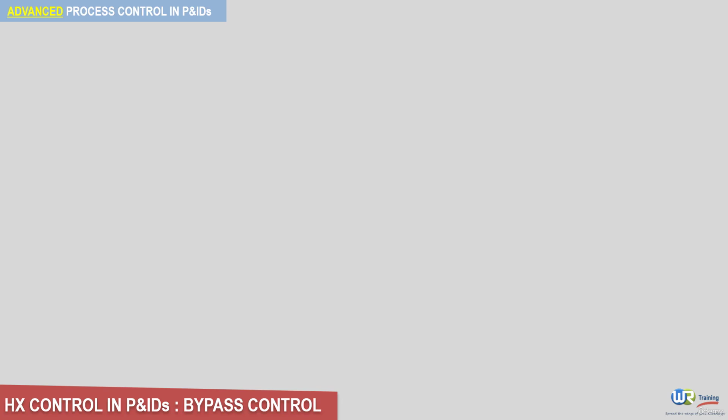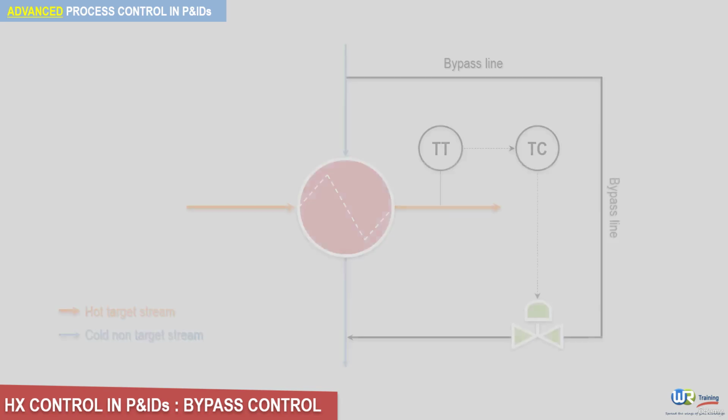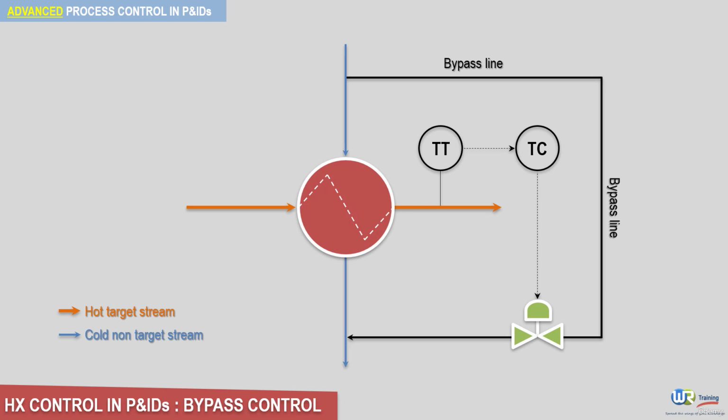To solve the problem mentioned in the previous video, a control system for process heat exchangers has been developed and is shown in the following P&ID schematic.